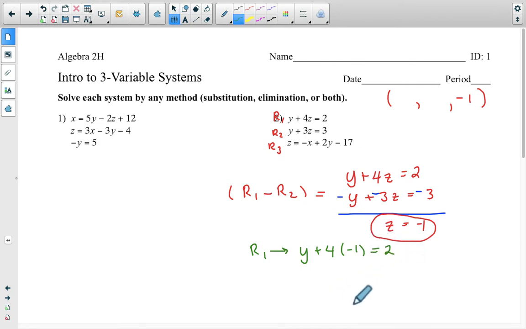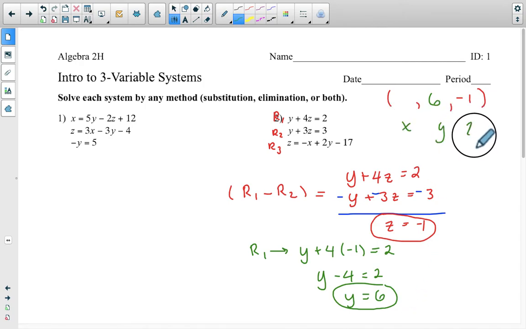And so I'm just going to plug in that -1 in for my z, and I'm going to work this out. So I get y minus 4 is equal to 2. I'm going to add that 4 to both sides, and that gives me y equals 6. Once again, that is a solution. I'm now 2/3 of the way done with my problem. I'm going to put my 6 in that second spot. We always go in alphabetical order: x, y, and z for that coordinate there. Okay, I have my y, I have my z, I still need an x.